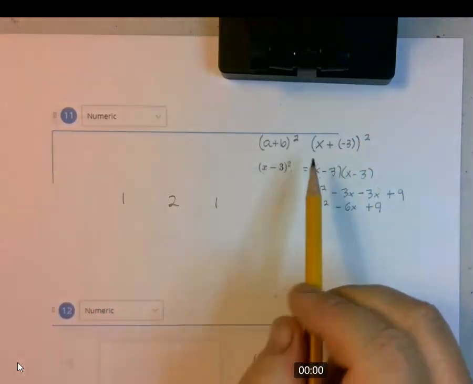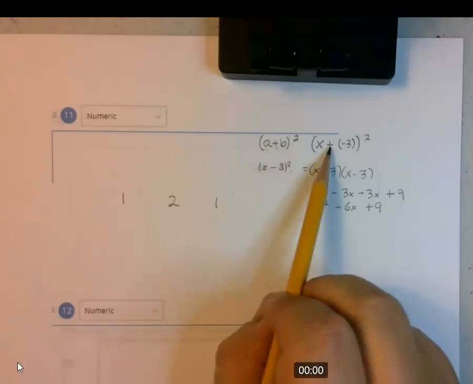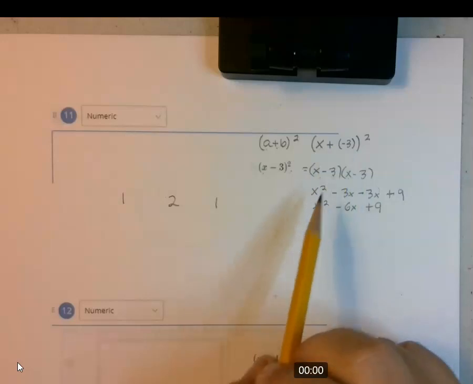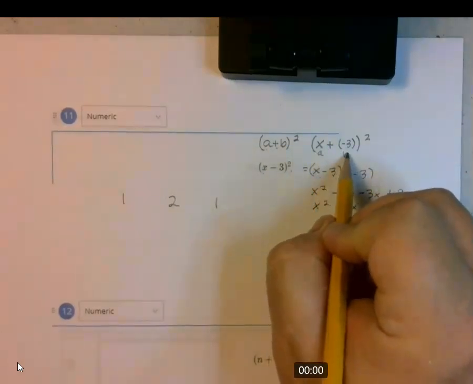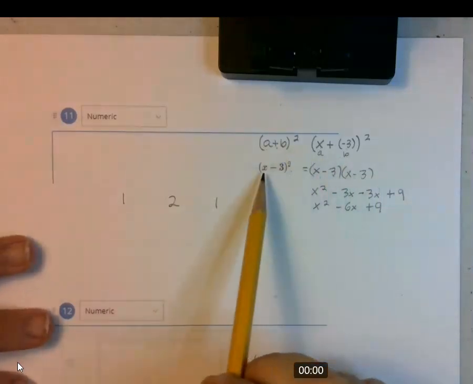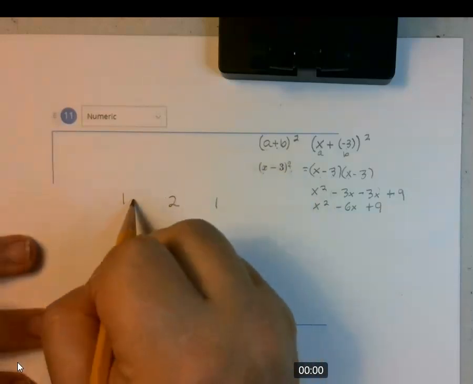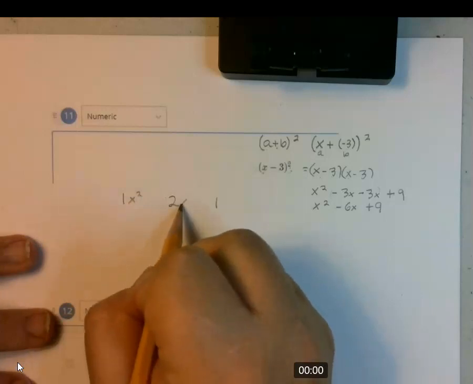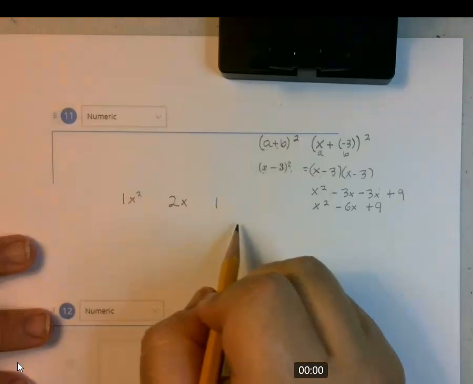So what did I just do? This is a, but this has to be a plus sign in the Pascal's triangle. So we're going to make it plus a negative 3. So this is a is x, and b is negative 3. All right, so remember what we did? We took the first variable and you made it to that power. So it's 1x squared, and then the next one is just x to the first, and the next one is x to the 0. So you don't put the x there at all.